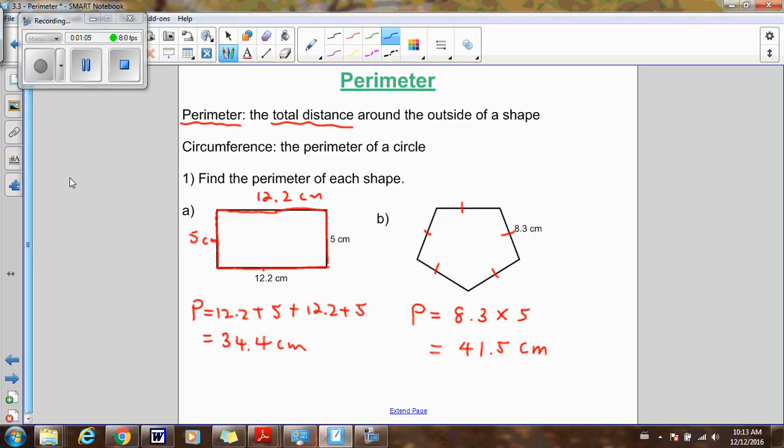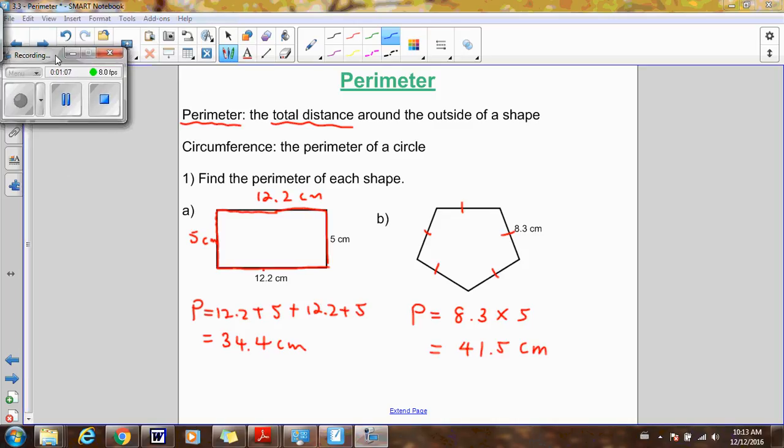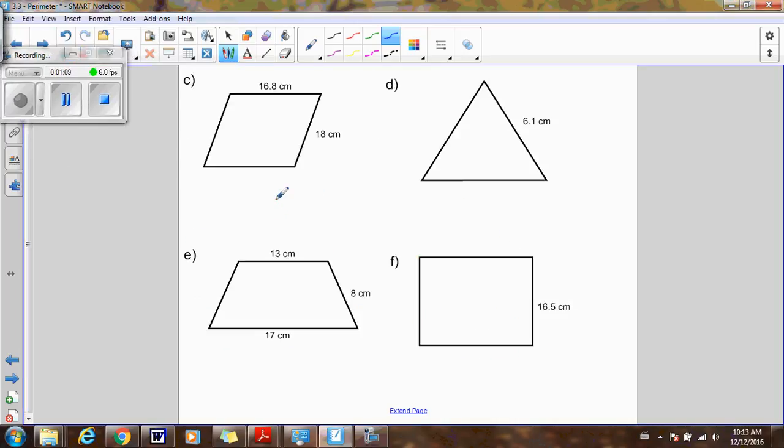Okay. So for our next shape, we have a parallelogram here. So we do the same thing. For the parallelogram, we do 16.8 plus 18 plus 16.8 plus 18, because these two sides are the same and these two sides are the same. You add them all together, you're going to get 69.6 centimeters. Make sure you add the units in there at the end.